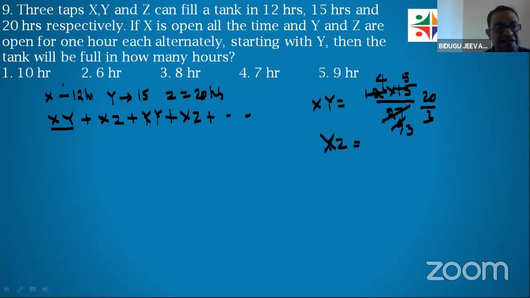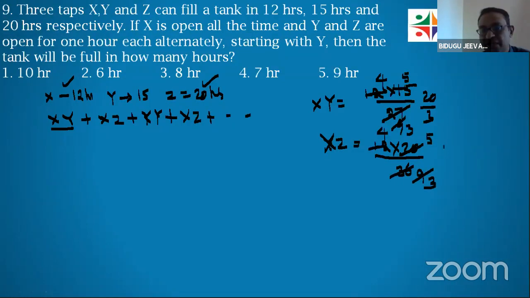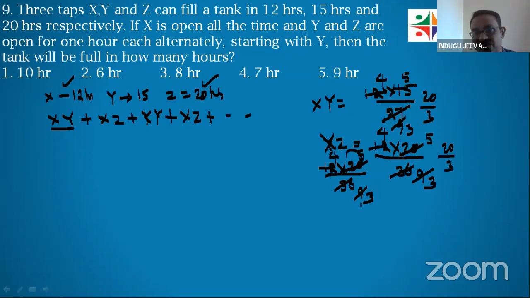Great. Now XZ. X means 12, Z means 20. So I have to write 12 into 20 divided by 32. So 4 fives, 4 nines, 3 threes, 3 fours. Nothing but 20 by 3. Is it clear, all of you? In the calculation part, once you make a mistake, everything goes wrong. 12 into 20 by 32, right? 4 5s, 4 9s, 3 3s, 3 4s, 20 by 3. I think we got the same, right?